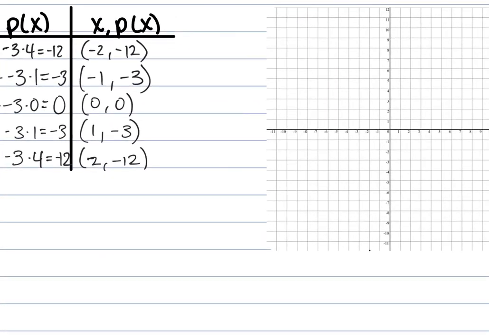-2 comma -12 is down here. -1 comma -3 is right here. 0 comma 0 is right here. 1 comma -3 is right here. And 2 comma -12 is all the way down here. Do you guys see how this not only was stretched vertically, it's nice and skinny, okay, went on a diet, but it also flipped itself upside down? Yes? We see the difference between this one and the two that we did before? Okay. Daniel, what's up?